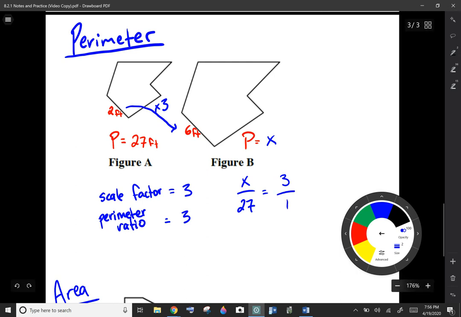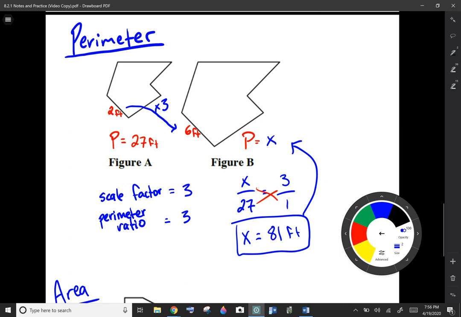I'll put this over 1, and then it allows us to cross multiply, and we end up with x being equal to, let's see, 81 feet. 3 times 27 gives you 81. So the perimeter for the larger figure is 81, which is 3 times as big as 27, just how the side lengths are 3 times as long.